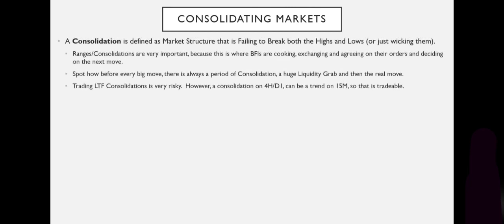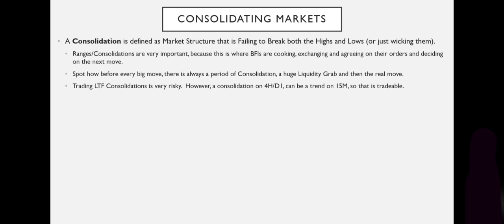The final market is a consolidating market, which is very tricky, and it's defined as market structure that is failing to break both the highs and the lows, or is just throwing wicks above or below, right? Ranges, by the way, are very important because this is where the BFIs are cooking. This is where they're exchanging their orders and agreeing to potentially move the market, right? So this is where they decide where they want to go next, all right?